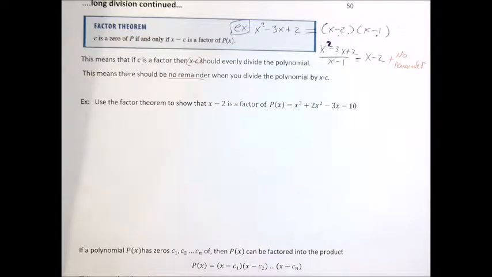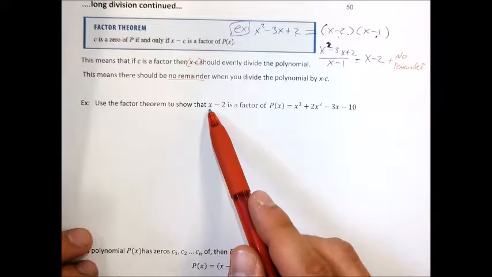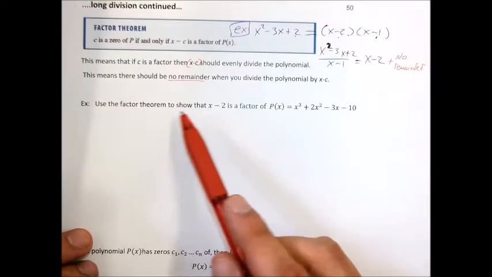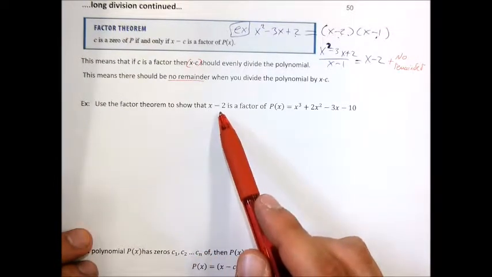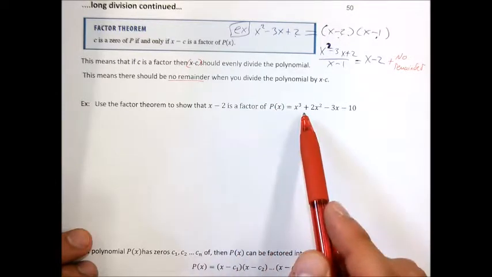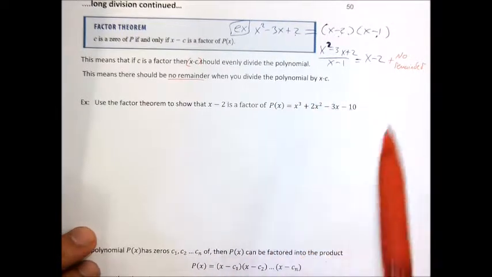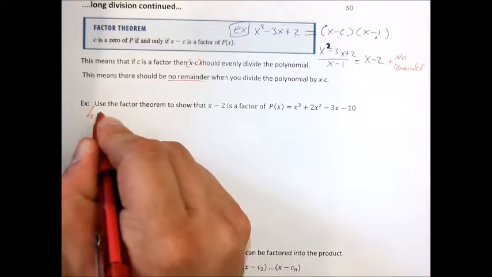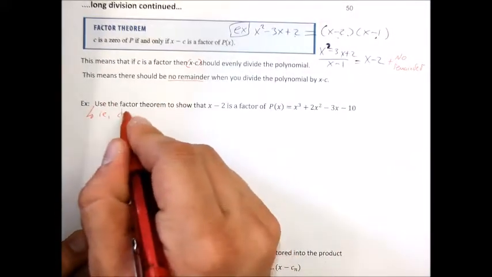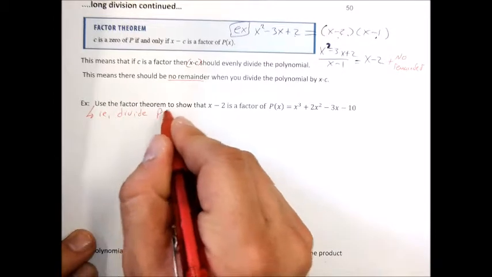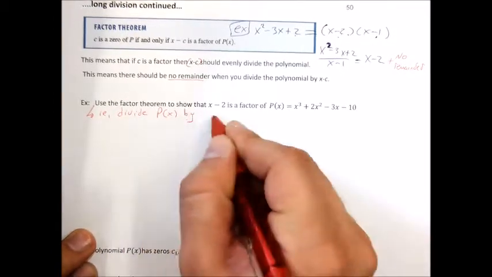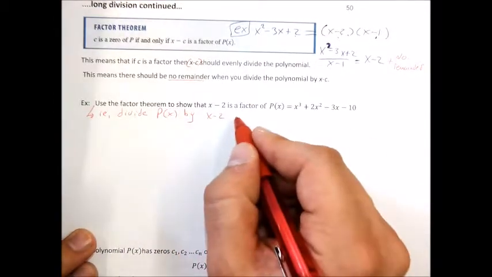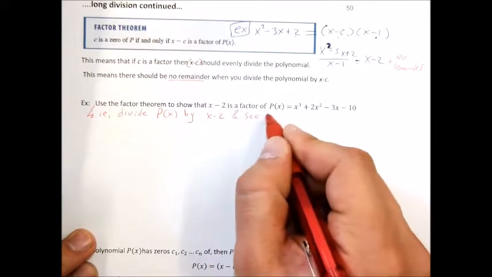And so I'm going to ask you to do this one and start us off here, now that we've practiced these on the last page, right? We want to use the factor theorem to show that x minus 2 is a factor of this cubic, x cubed plus 2x squared minus 3x minus 10. In other words, what this is saying is divide the polynomial, p of x, by the factor, x minus 2, and see that there's no remainder.